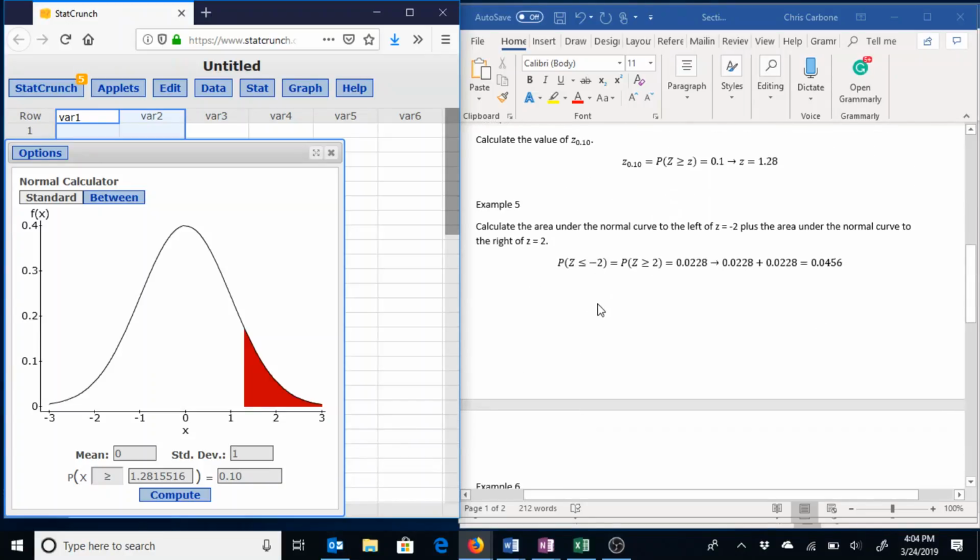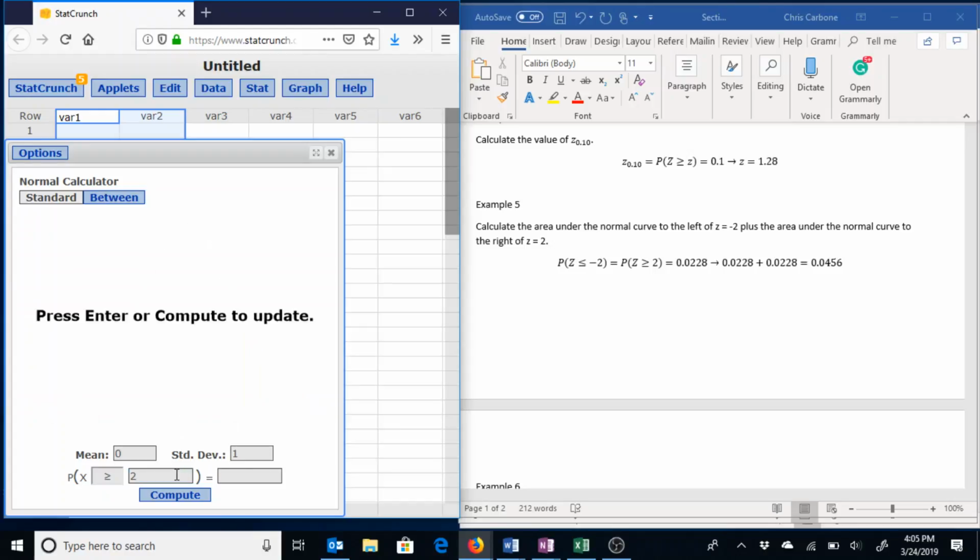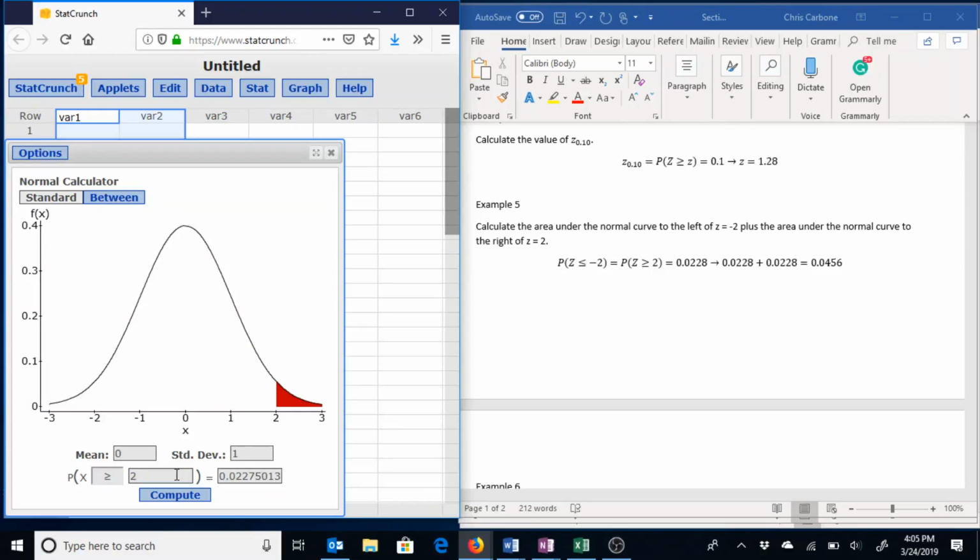Now, for example number 5, because the normal curve is symmetrical, we only have to do this calculation once. We want the area under the normal curve to the left of -2 and to the right of 2, and then added together. So if we do the probability of that being greater than or equal to 2, we get ourselves a probability of 0.0228. And since it's symmetric, the other one's going to be the same exact value of 0.0228.